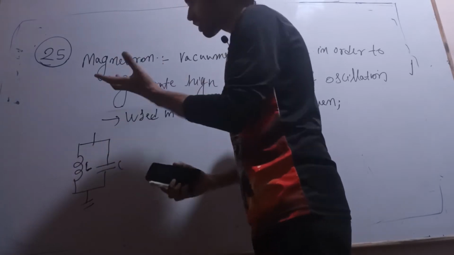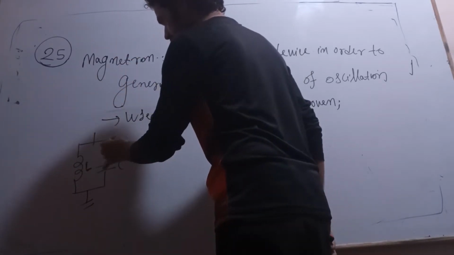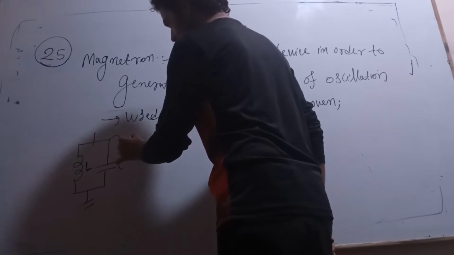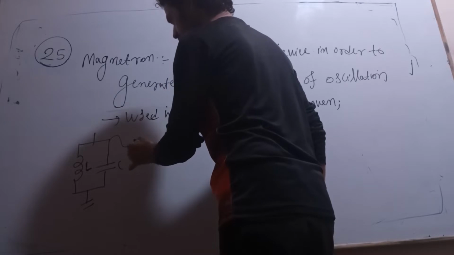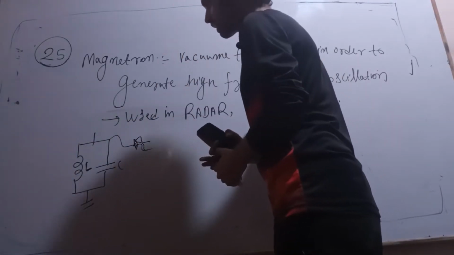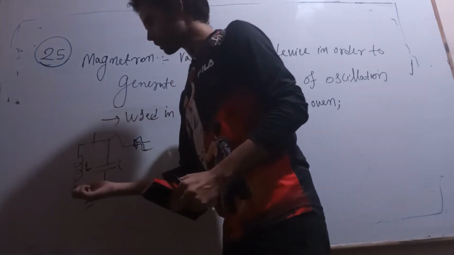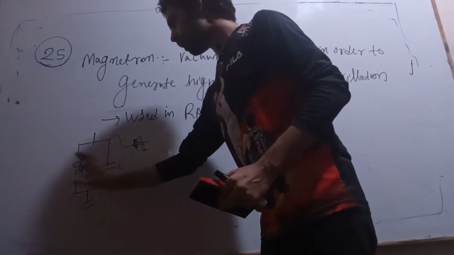So that is power. Now for this power, what will we do? Now we will connect this to an antenna. This is our antenna. Through this antenna, we can radiate this power through the antenna into free space as an electromagnetic wave. This LC oscillation is nothing but a power oscillation.